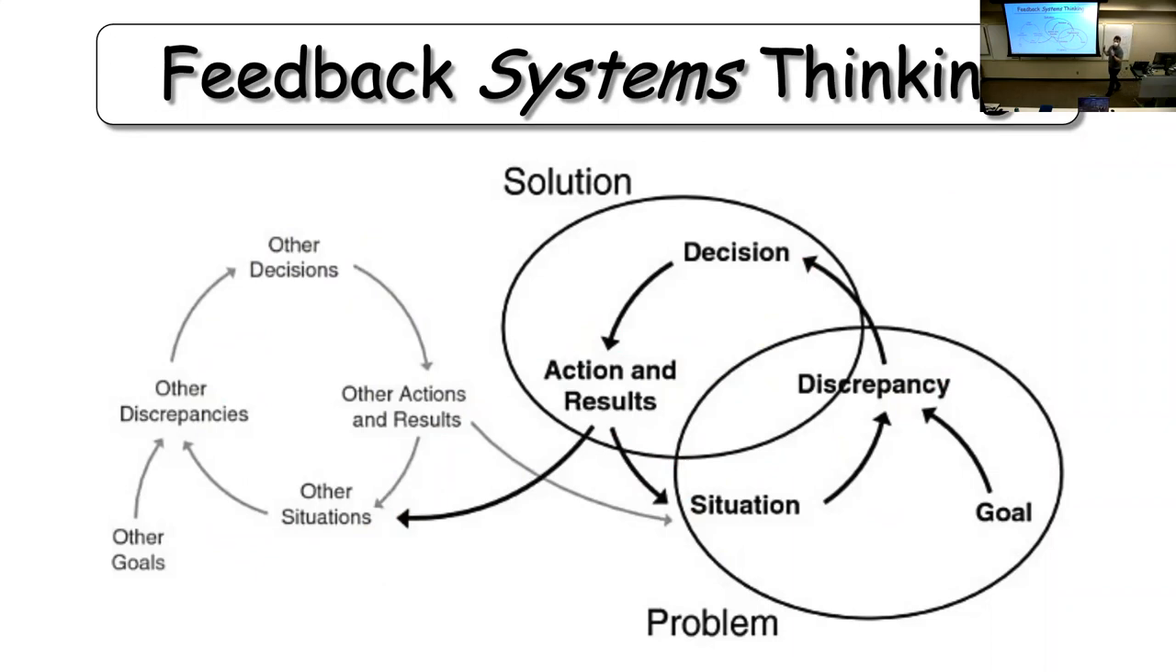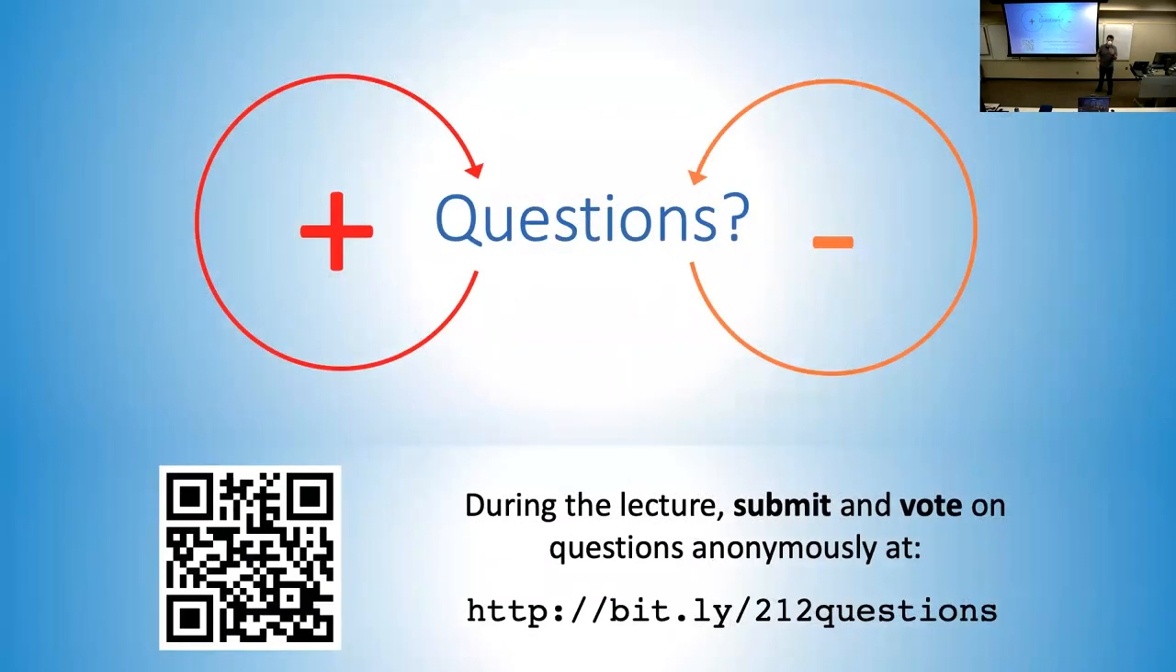If we don't shift our perspective to considering the whole picture, then we're losing out. And that's the systems thinking perspective: to think about the side effects of our actions, not just the actions themselves. All right, so any questions about this basic idea, or concerns, or maybe disagreements?